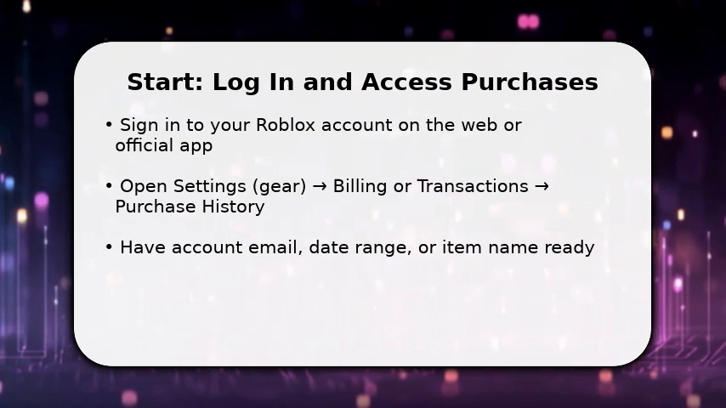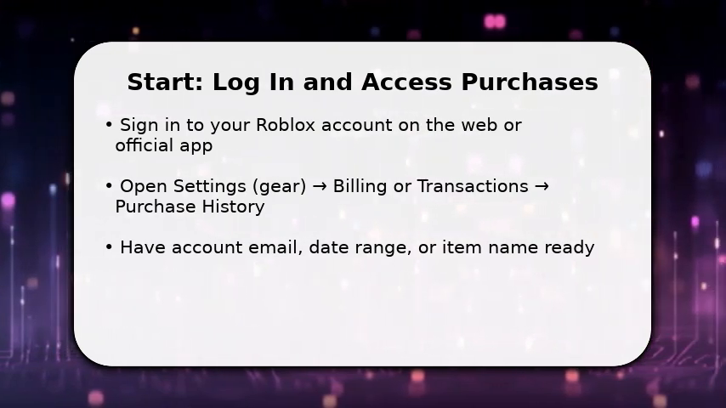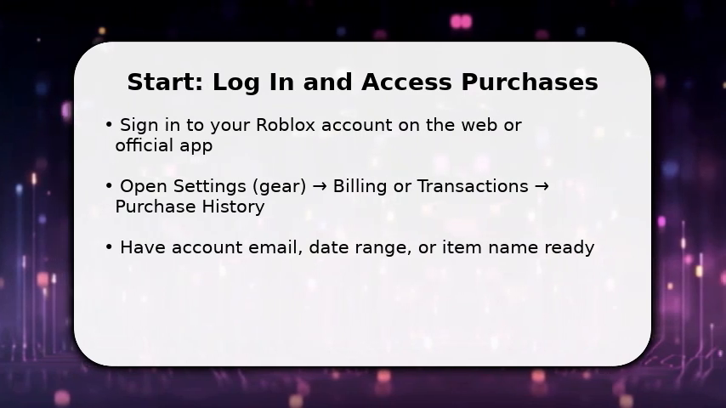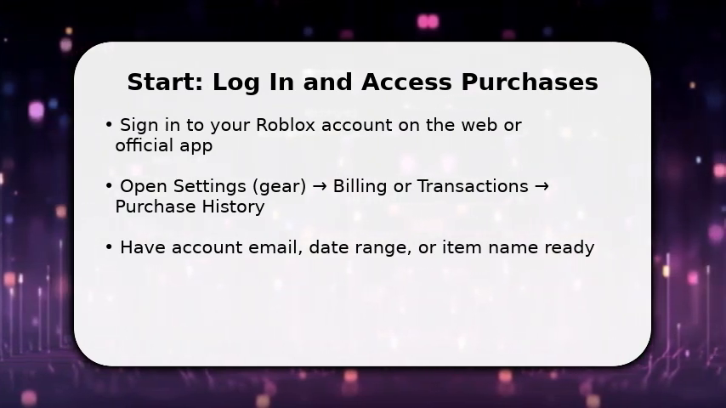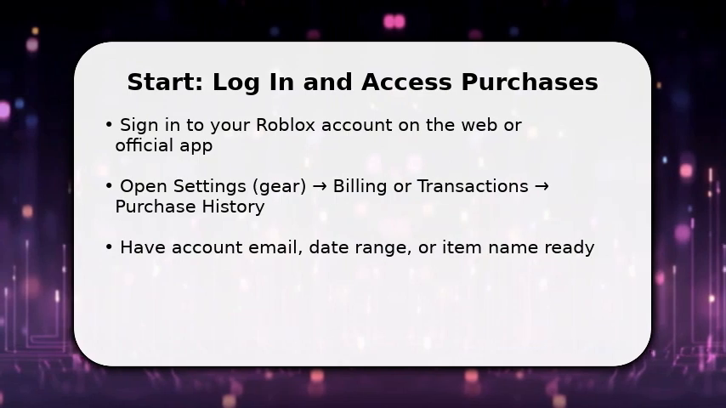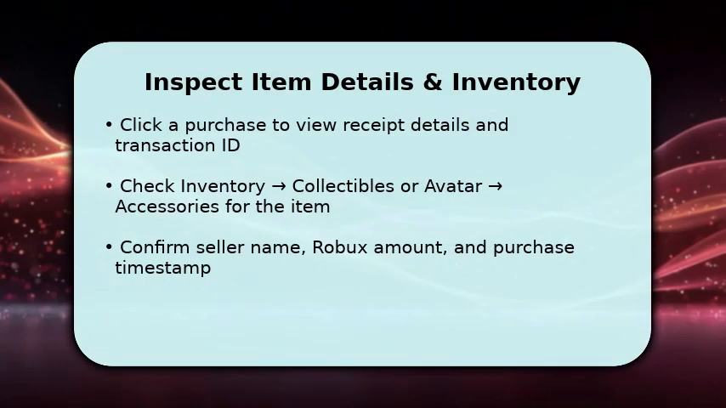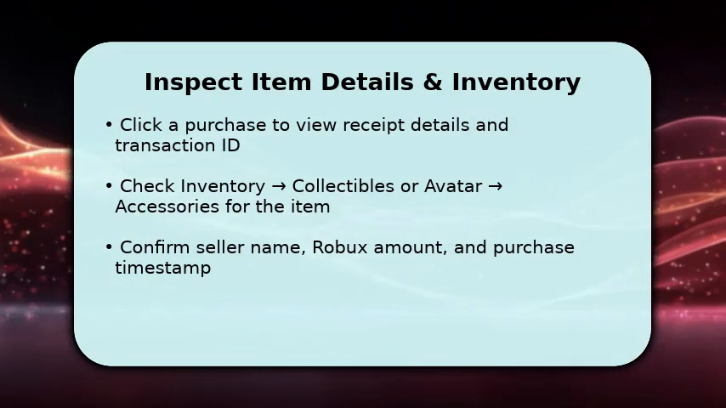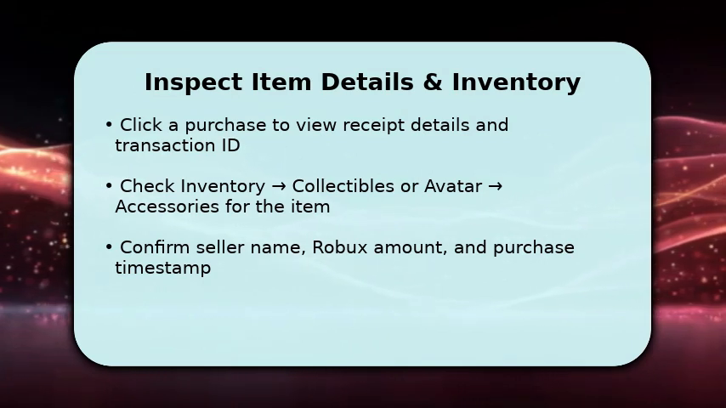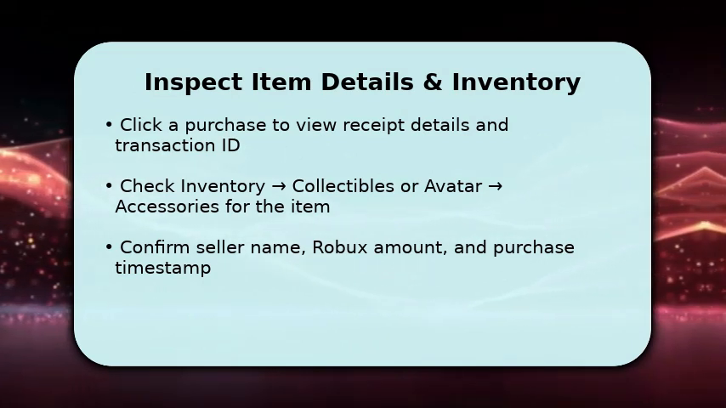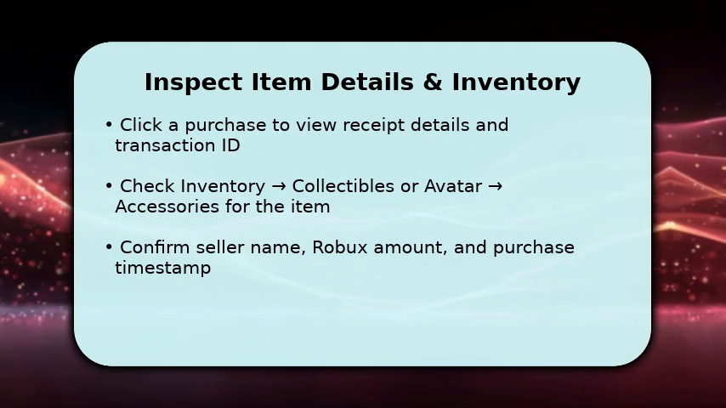Keep the approximate purchase date and item name in mind because the list can be long. Using those filters speeds locating the exact entry and the purchase details you need. Once you find the purchase record, click it to reveal the receipt, which shows the transaction ID, Robux spent, seller, and timestamp. Copy the ID if you might contact support.